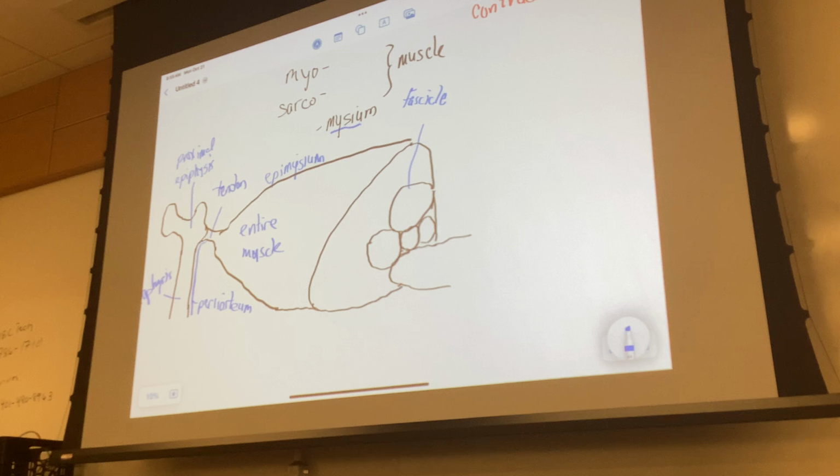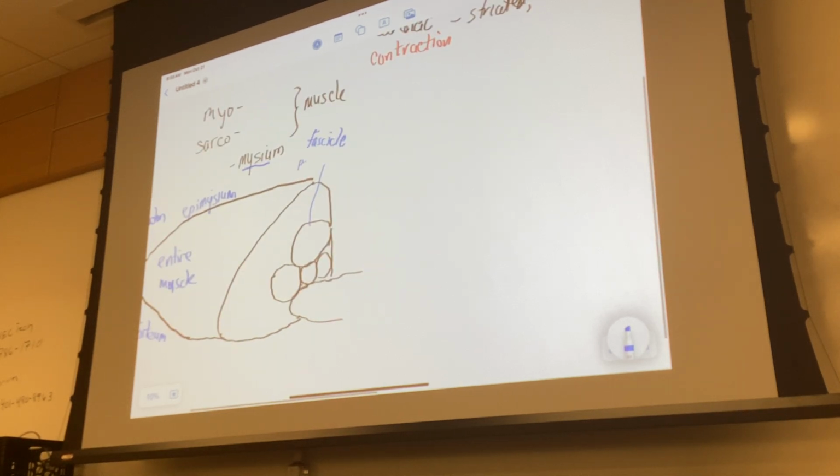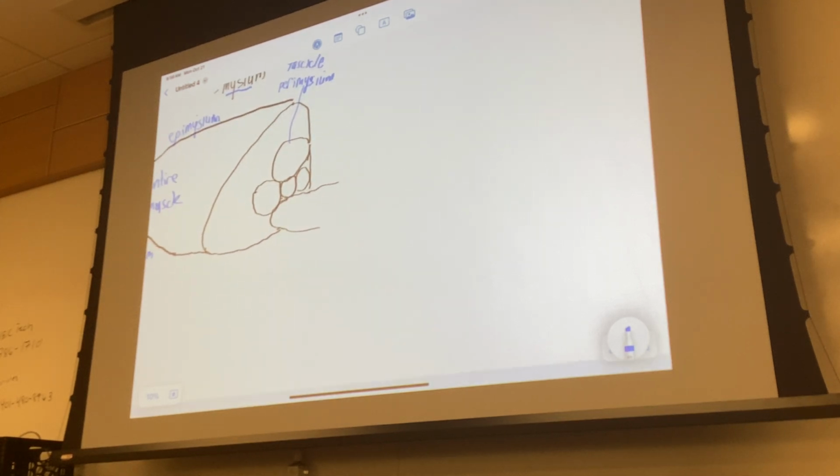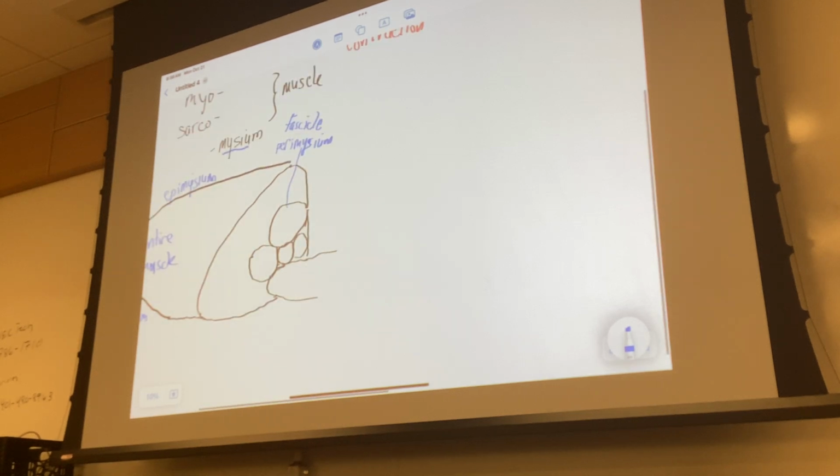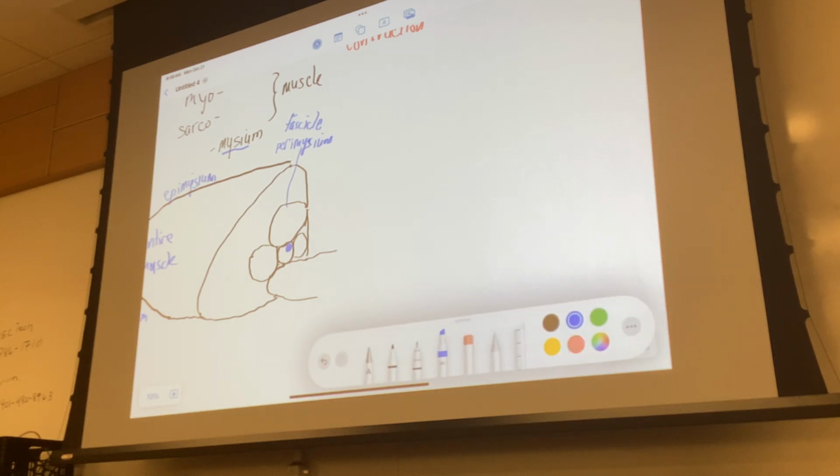That term fascicle is basically defined as a unit, in this case a unit of skeletal muscle cells. The unit of skeletal muscle cells is covered by the perimysium. And embedded into this muscle tissue are these things right here.